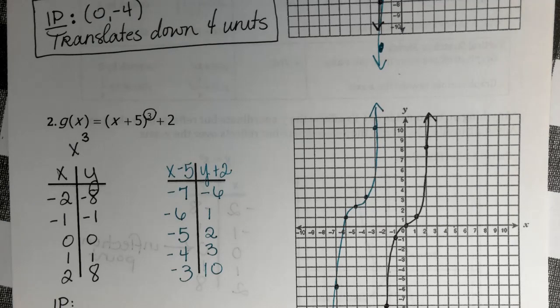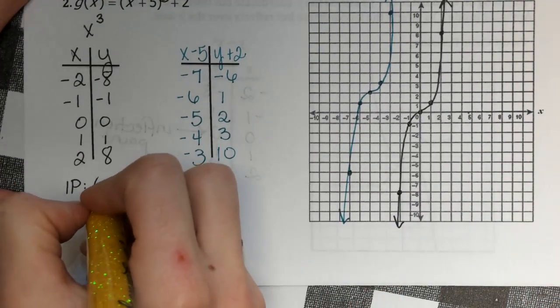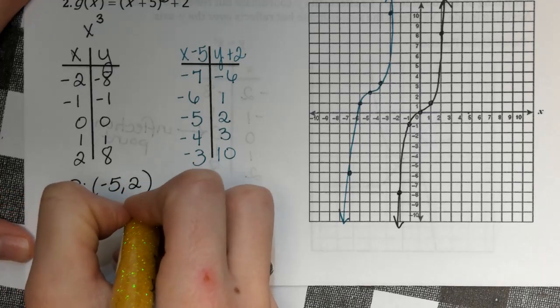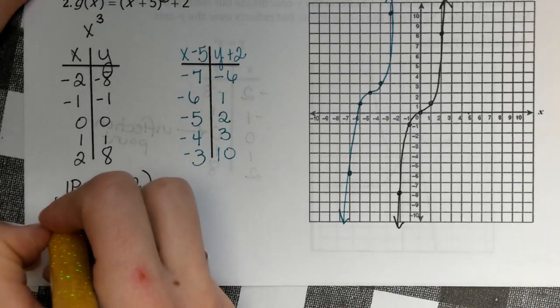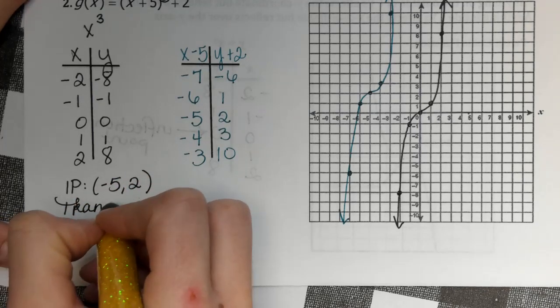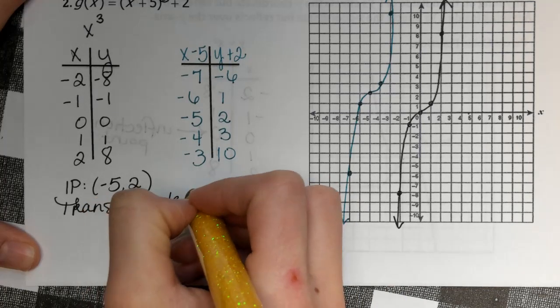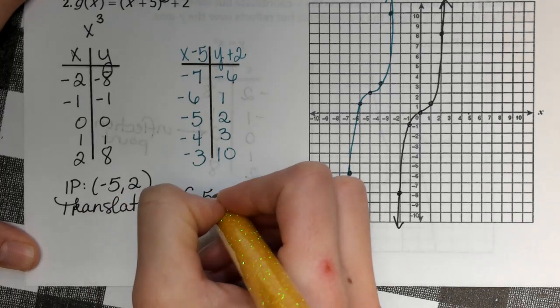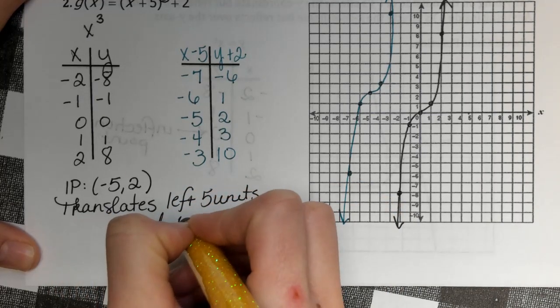What's your inflection point? Okay, I had two transformations. What were they? Translates left 5 units and up 2 units.